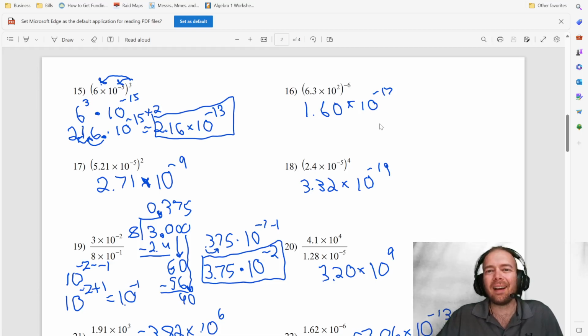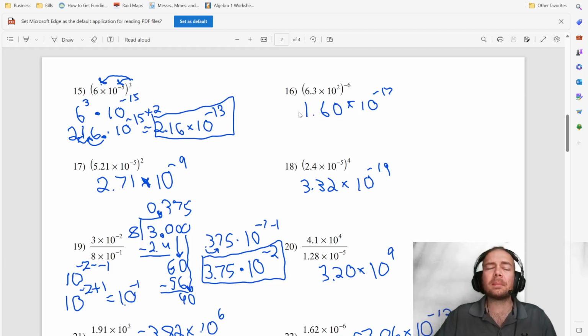But yeah, you just type it in. So you literally just type in exactly how you see it for number 16. Open parentheses 6.3 times 10 squared, close parentheses to the power of -6. Enter, and mine spit out the decimal in scientific notation already. So I just wrote it out.